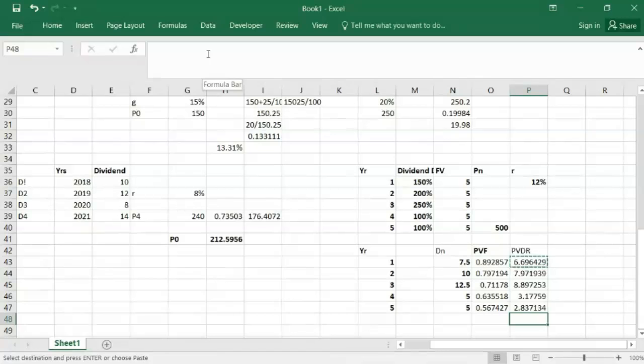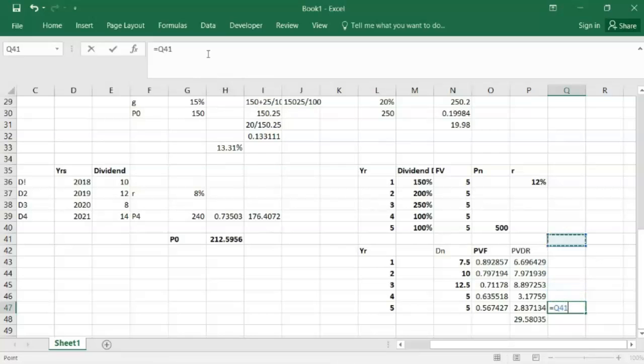So sum of these values, you can have 29.58 rupees. The total value of dividend received is calculated on the present value. Similar way, we are going to calculate the market price at the end of the period. P5 is given, so that you need to calculate what is the present value. So similar present value is applicable. So the present value factor is taken.